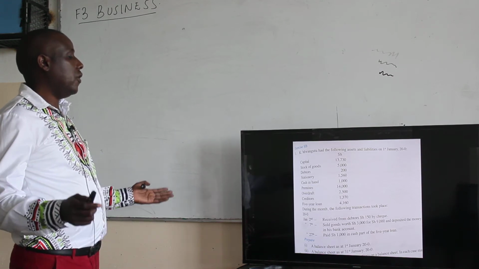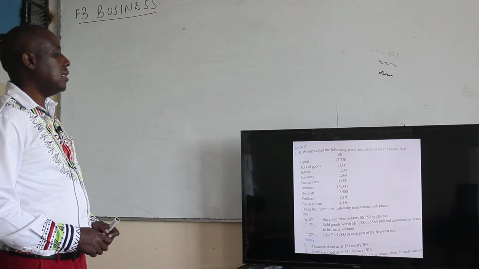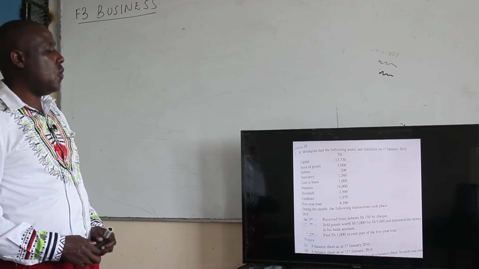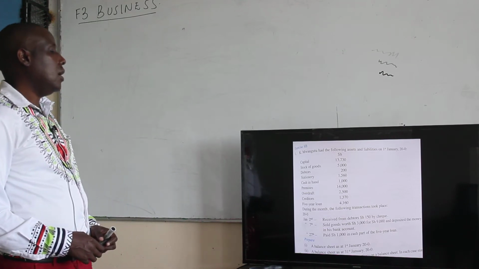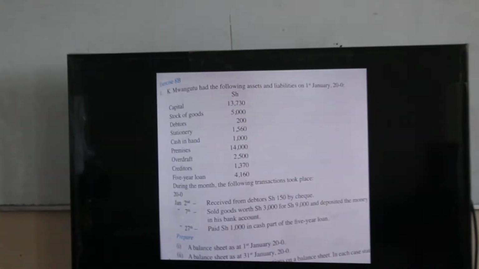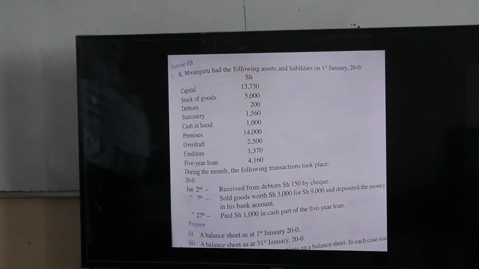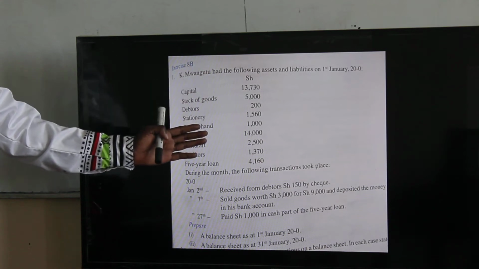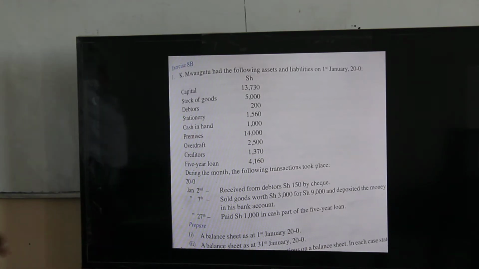Then you are told that during the month of January, some transactions took place. On the 2nd of January, he received from debtors 150 shillings by cheque. On 7th of January, he sold goods worth 3,000 for 9,000 and deposited the money in his bank account. Finally, on the 27th January, he paid 1,000 shillings in cash, part of the 5-year loan. So the transactions that come after the given values also affect the totals. You are told to prepare a balance sheet as at 1st January 2000 and a balance sheet as at 31st January 2000.